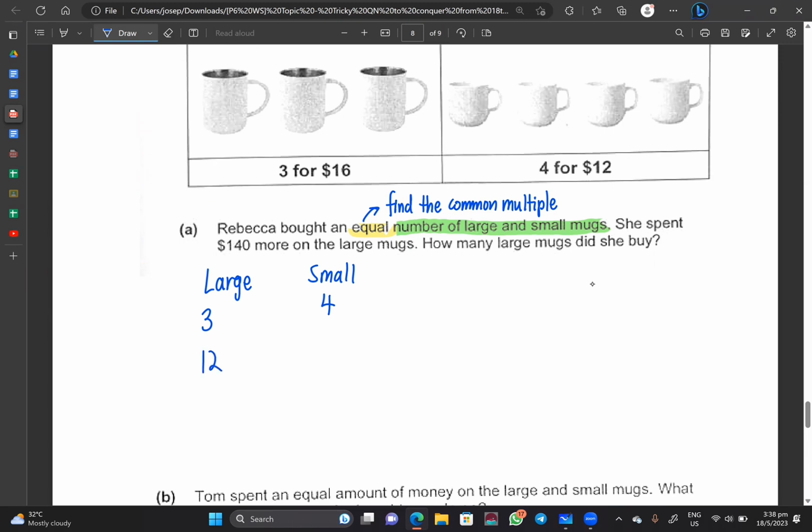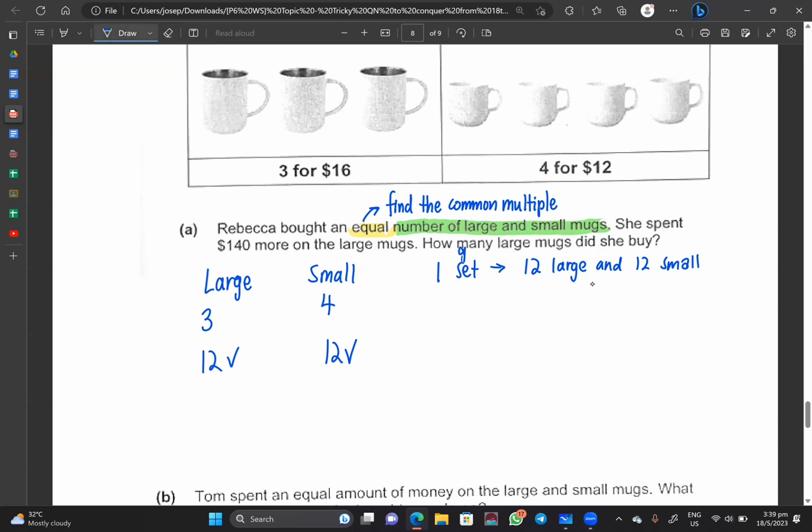It is 12. I'm not saying that Rebecca bought 12. You get what I'm trying to say? I'm saying that this is the first common multiple. And the first common multiple means the first possible number of mugs Rebecca bought. So we quickly say, it's 12, perfect. So that one set, or if you prefer one group, you can write one group. One set is equal to 12 large and 12 small. I say that again. One set is equal to 12 large and 12 small.